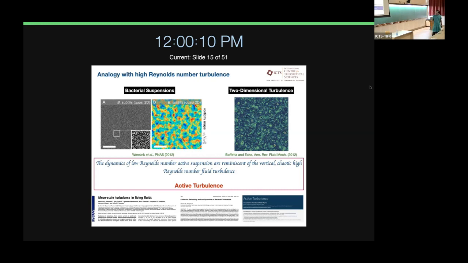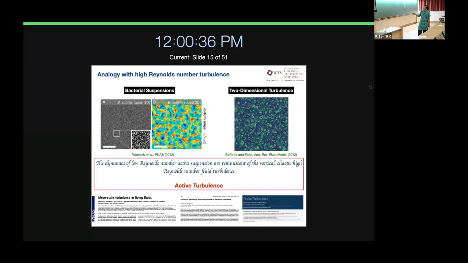So this analogy with high Reynolds number turbulence, which I've been trying to motivate through pictures, gave rise to this area of active turbulence, and this phrase came up in the work by Julia Yeomans and others in the last 7 or 8 years, or maybe 10 years. What they looked at is how formally similar this bacterial field is. This was the experiments of Wensing et al. This was their simulations of a coarse-grained description.